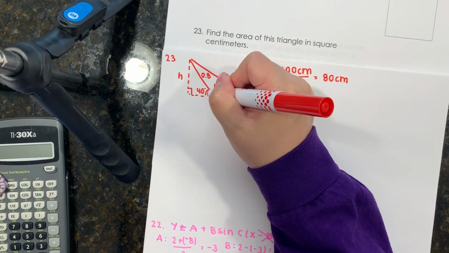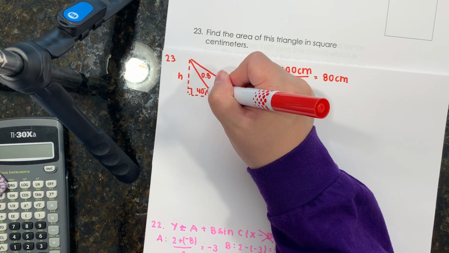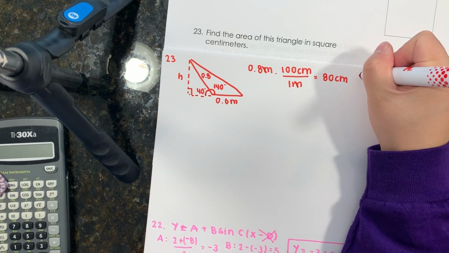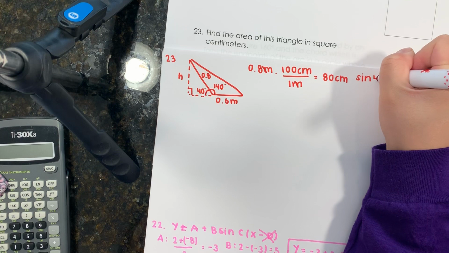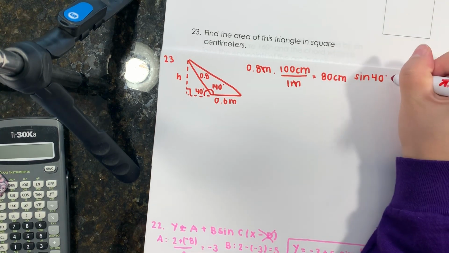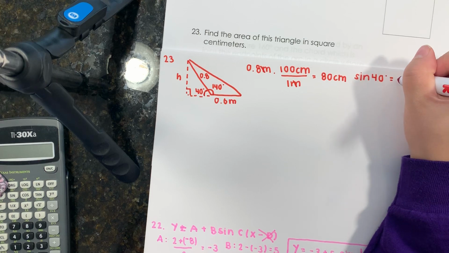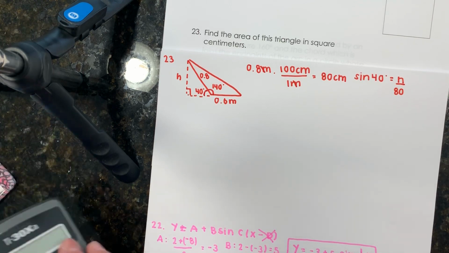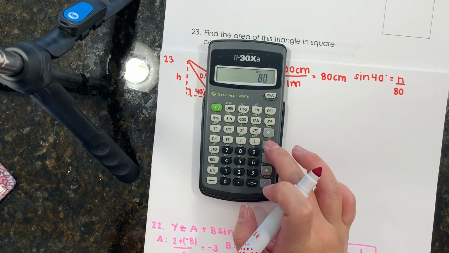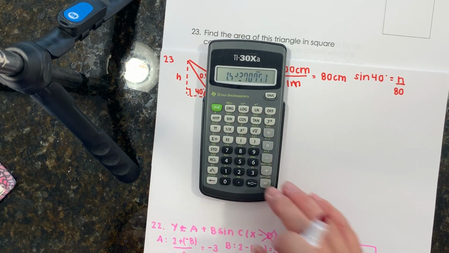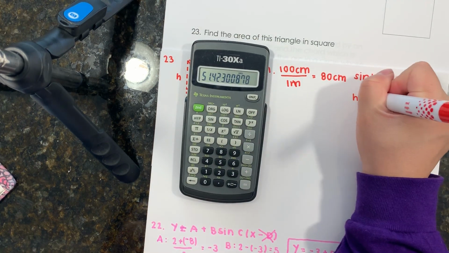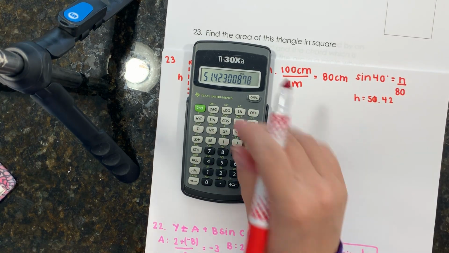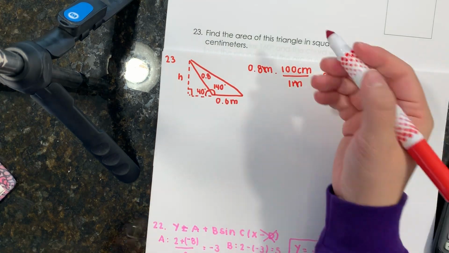So now I'm going to use sine because sine is opposite over hypotenuse. So if this is 40 degrees, the opposite would be the height. The hypotenuse would be the 80 centimeters. So that means I have sine of 40 equals opposite, which is the height, over hypotenuse, which is now 80. So in my calculator, I'm going to do 80 times 40 sine equals, and that will give me a height of approximately 51.42. I'm going to leave it in my calculator though, because I'm going to find the area now.